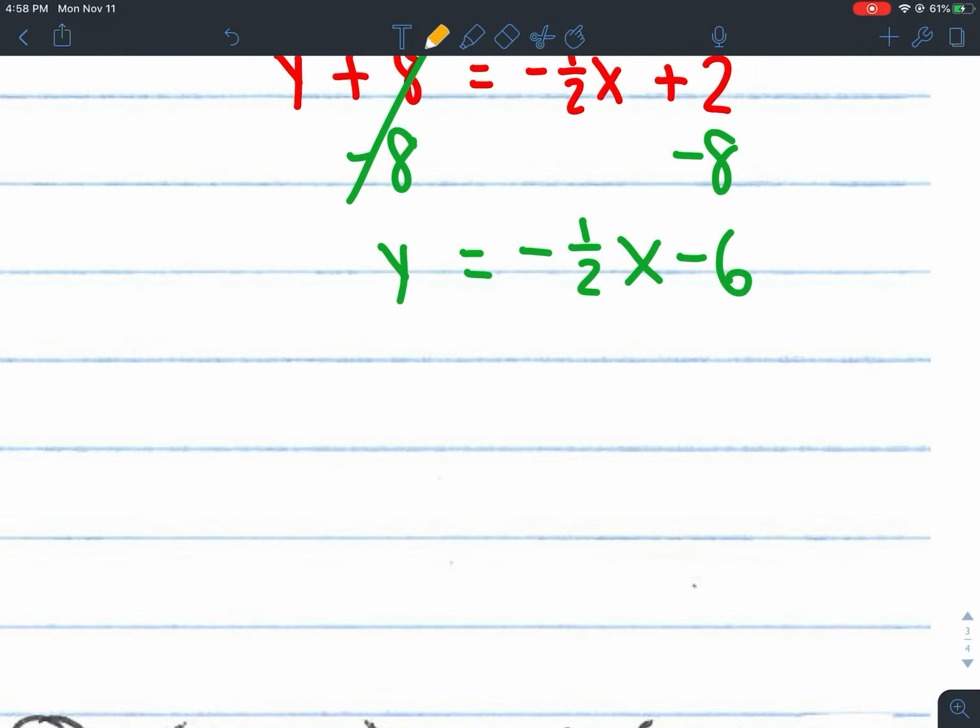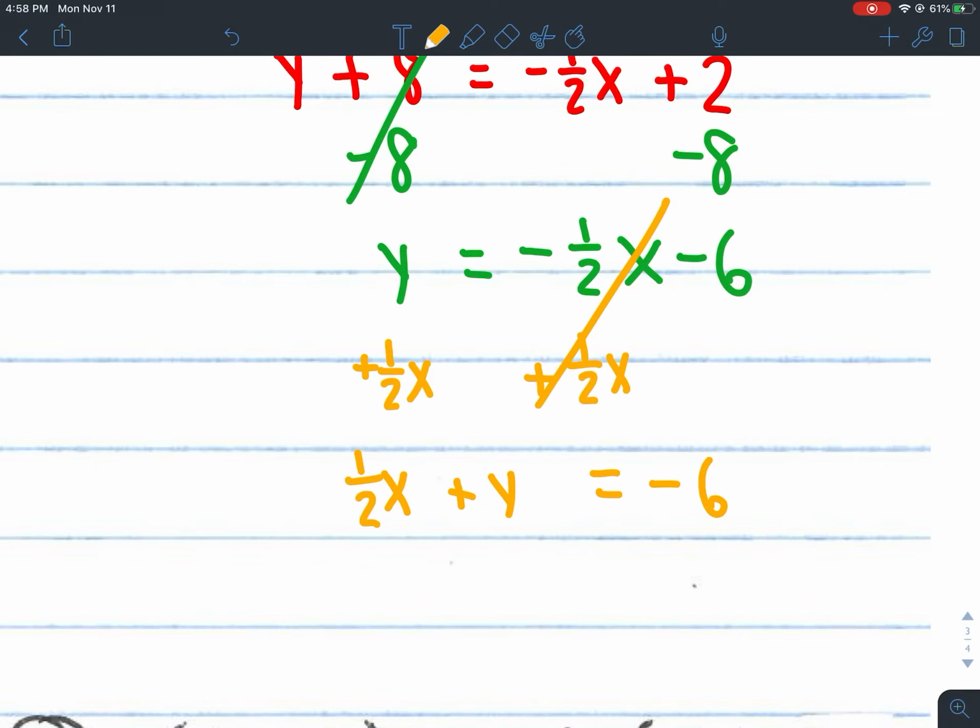So now we're in mx plus b. We're in slope intercept. Now let's go to standard. We add 1/2 x to both sides. We want x and y on the same side. 1/2 x plus y equals negative 6.